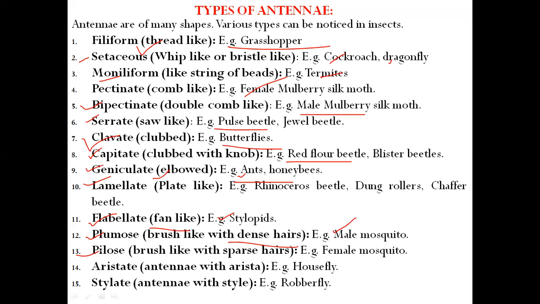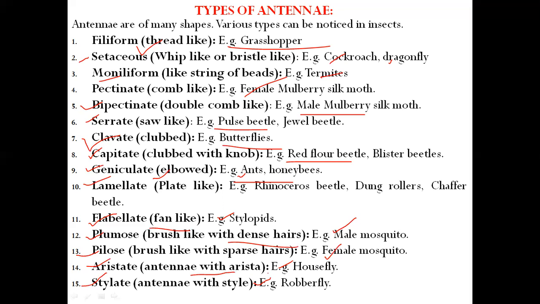Pilose means sparse hairs present on the antenna of the female mosquito. Aristate means the antenna has an arista, which is present on the housefly. And stylate means the antenna has a style, an unsegmented flagellum, present on insects like the robber fly.